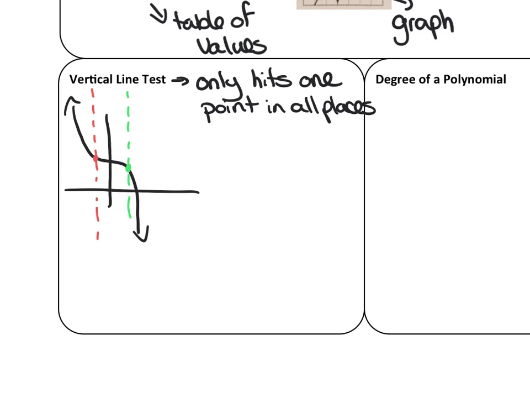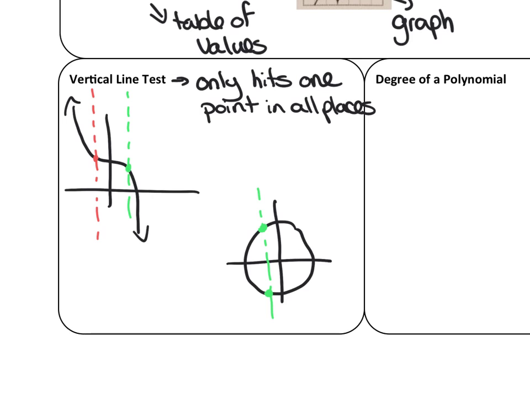Something that might not pass the vertical line test might be a graph that looks like this. But if you were to do the vertical line test through this, it passes 2 points here, which means it's not a function. So be careful with that, but that's how we tell if it's a function or not.